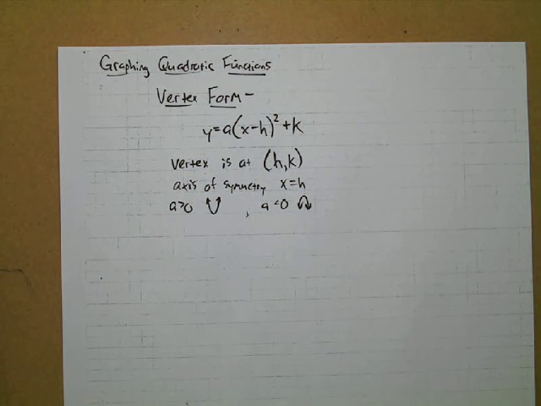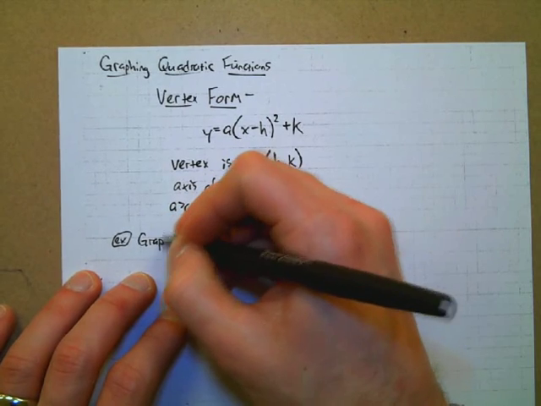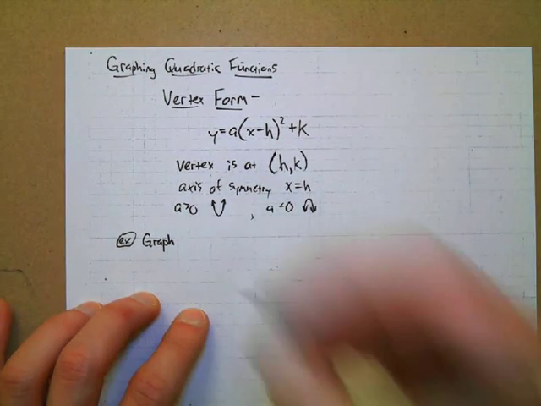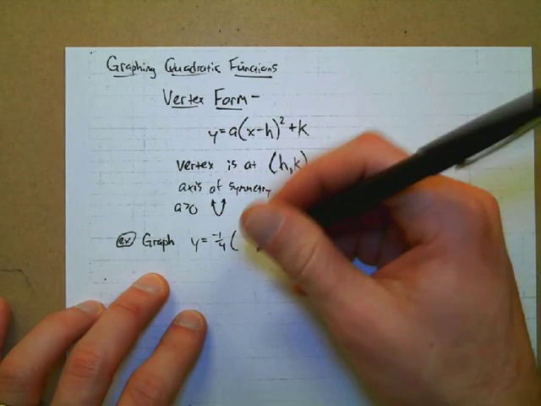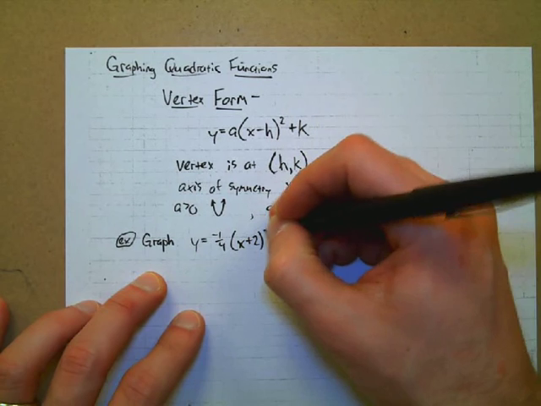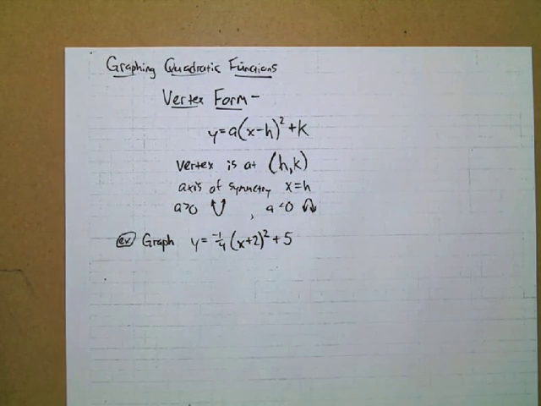And so let's do an example here. Let's graph y equals -1/4 (x plus 2) squared plus 5. So this has every piece in it. I'm kind of throwing a more tricky one out right away. We're kind of jumping in head first.